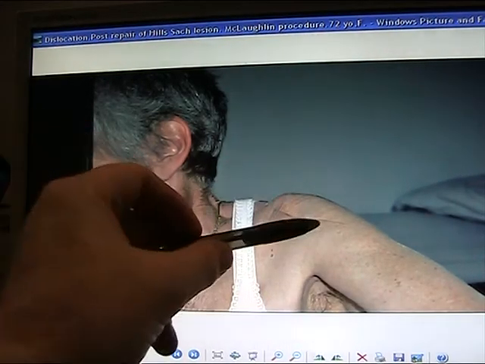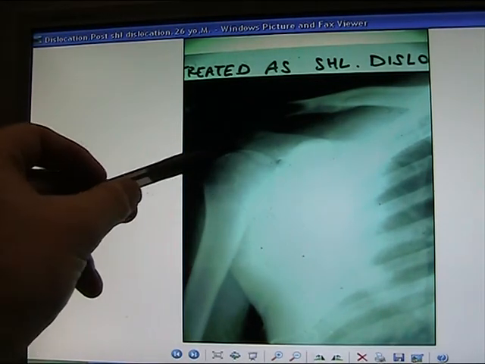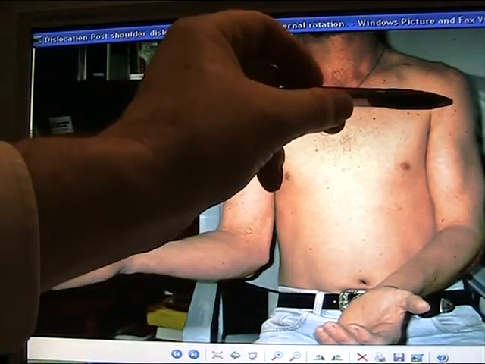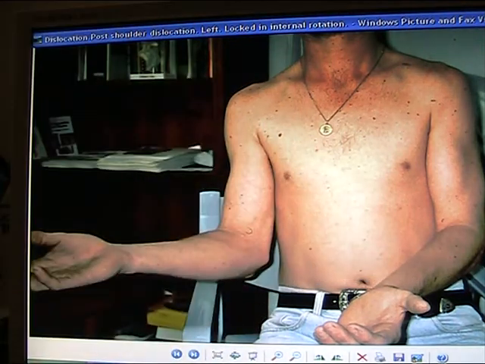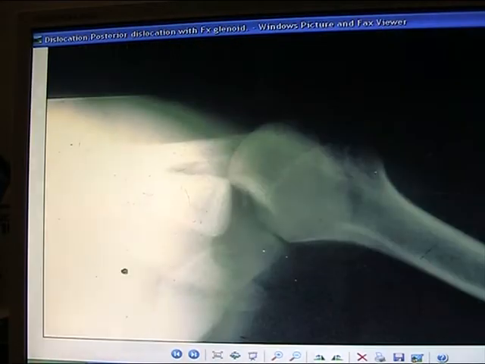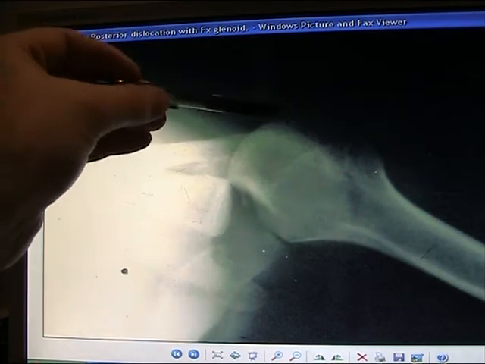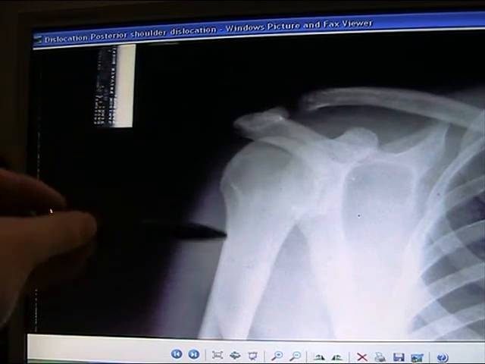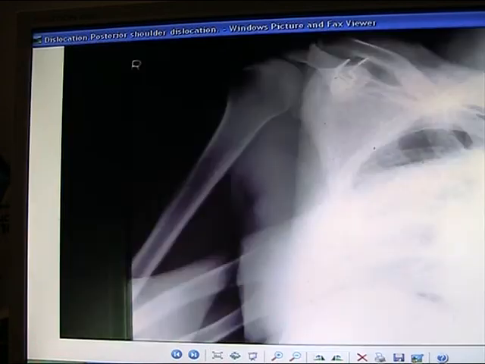Post-repair of a Hill-Sachs lesion in the patient. Posterior shoulder dislocation, don't miss, symmetrical appearance of the humeral head. Typical posterior shoulder dislocation, locked in internal rotation, don't miss it. There's a posterior shoulder dislocation out the back. Posterior shoulder dislocation, symmetrical or ice cream cone appearance of the humerus.